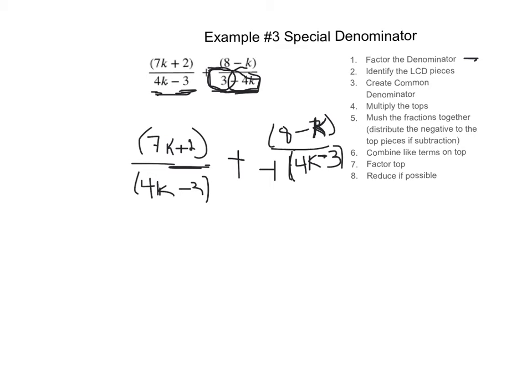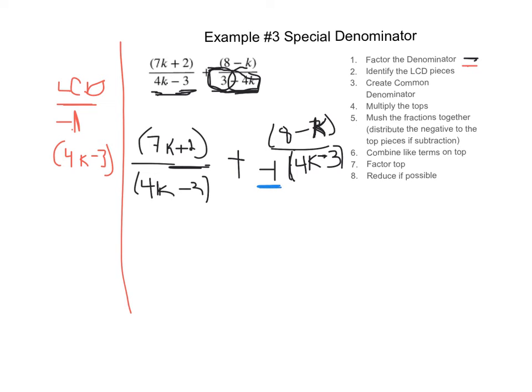All right, now my next step, identify the LCD. Now here I've got a little something on the outside, so I have to worry about that. So we have the negative 1 on the outside, and then I have the 4k minus 3. These are my common denominator pieces. Now at this point, create common denominator. I know this video kind of says everything should be the same, but this shows up here and it's not. Because of this, we have this negative 1 out here. The 4k minus 3's I've got covered.